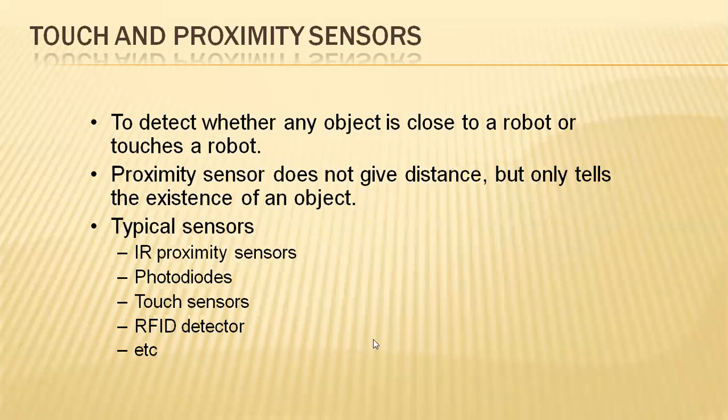What are the best examples of the typical types of sensors? Proximity sensors, photodiodes, touch sensors, and RFID detectors. Whether the object exists or not will be clearly specified.